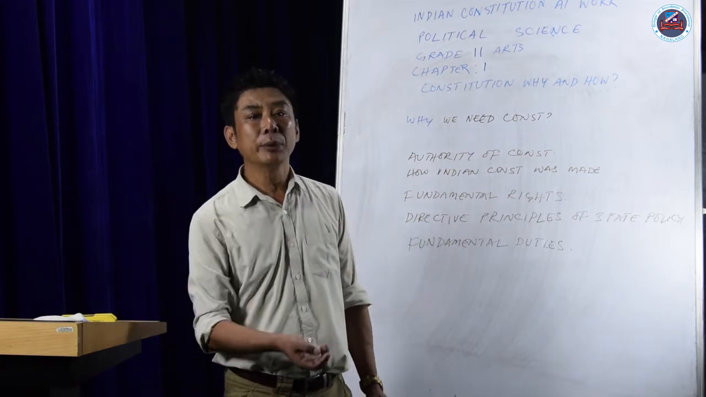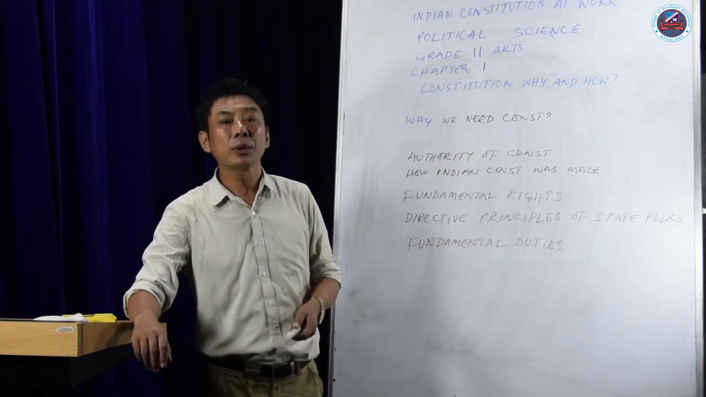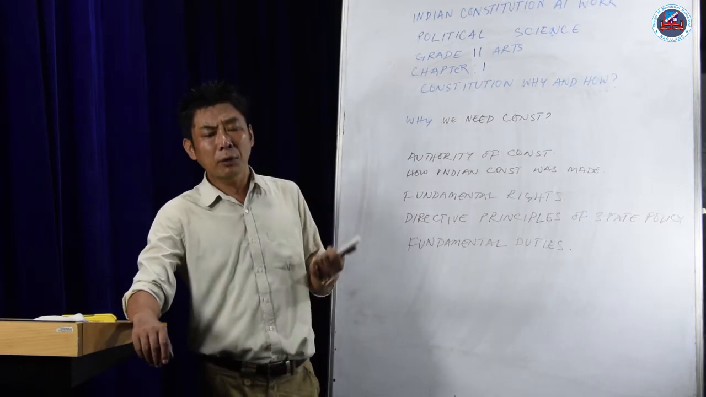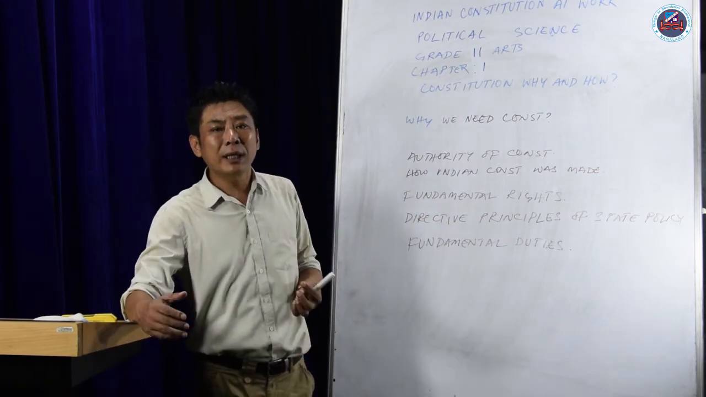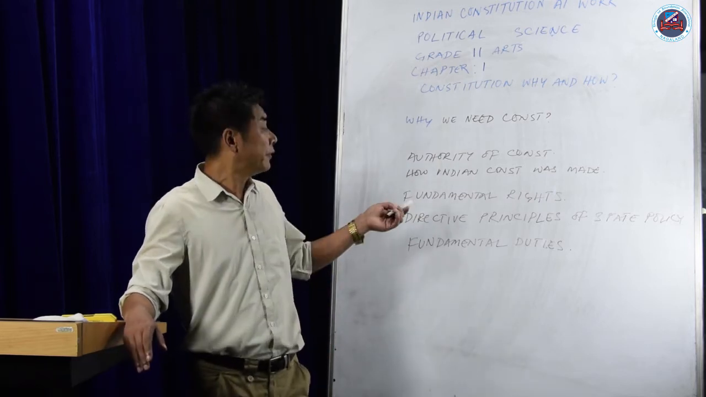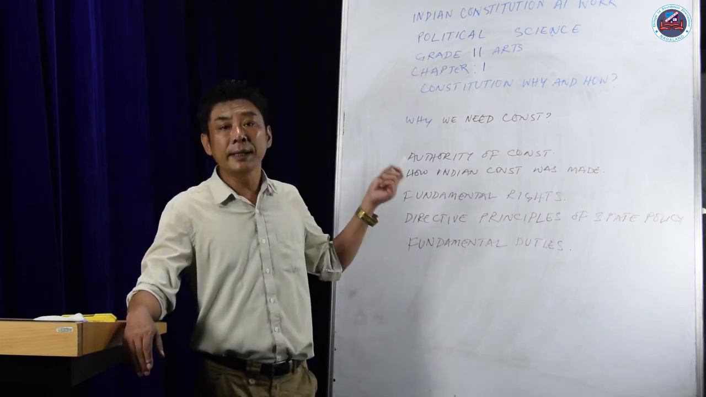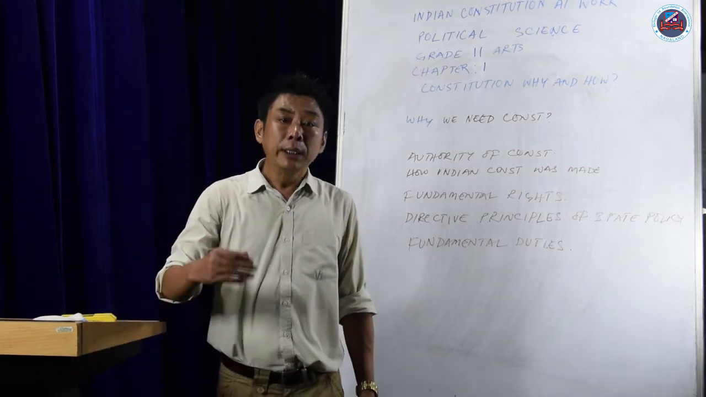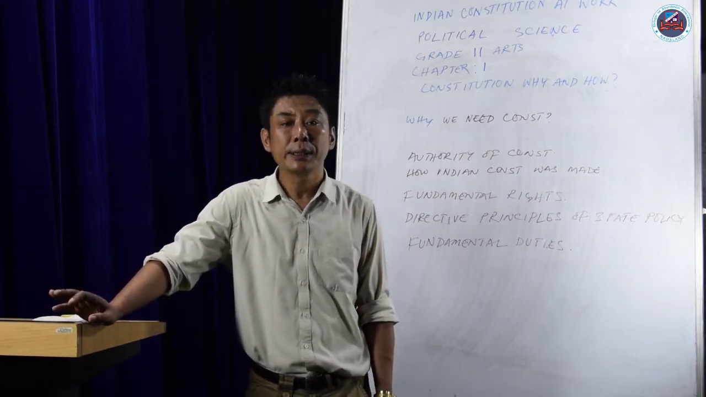So in this chapter we will be discussing the Constitution. We will be discussing why we need a Constitution, how the Indian Constitution is formed, and what gives authority to the Constitution so that people have to follow it. Besides that, we will also be discussing briefly the fundamental rights, directive principles of state policy, and finally the fundamental duties.